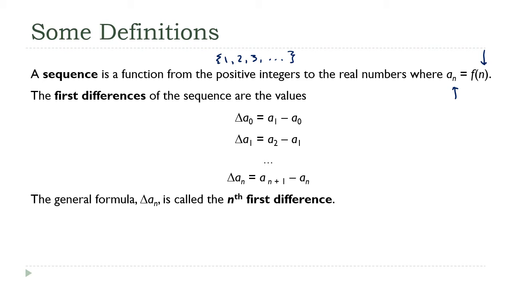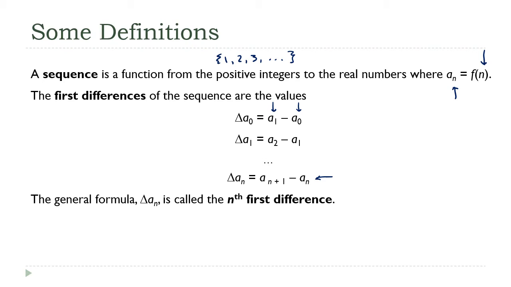Now, we want to talk about change, right? So we're going to define the first differences of the sequence to be the difference of a pair of consecutive values. So delta A sub 0 is the 0 value, the initial value, minus A sub 1. Delta A sub 1 is A sub 2 minus A sub 1, and so on. And then you've got kind of the general term down here.